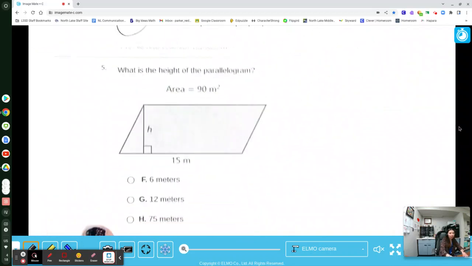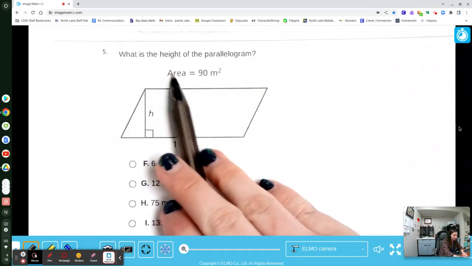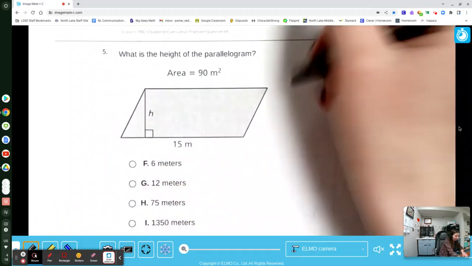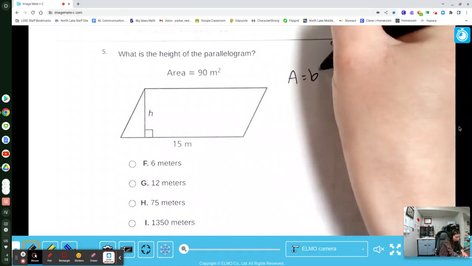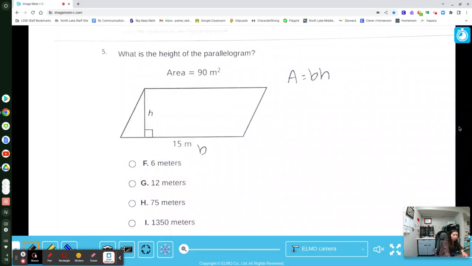Number 5, what is the height of the parallelogram? First, let's remember how to find area of a parallelogram. Since we're given area, we want to go to that formula. So the area of a parallelogram is base times height. Here's the base, 15 meters. I don't know the height.